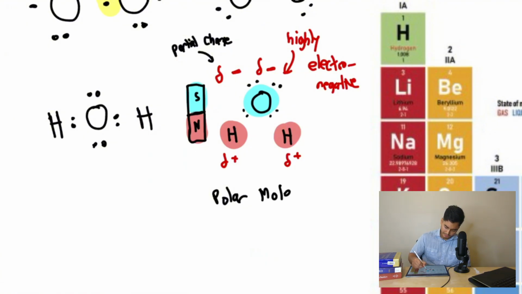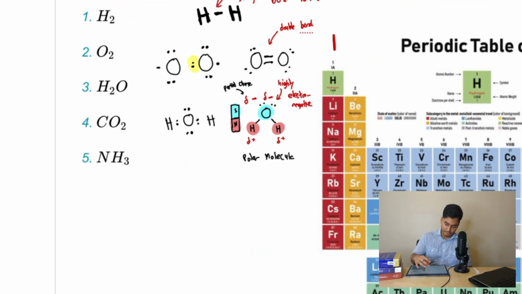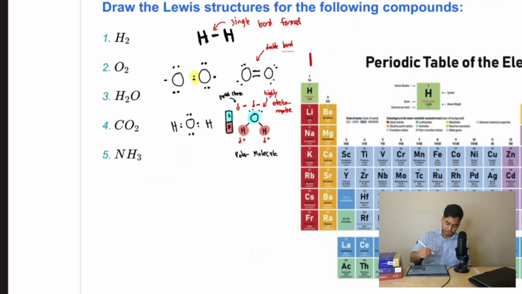Okay, so polarity happens when we have a highly electronegative atom that is drawing electrons more than another atom. The last thing we have to do is just erase our lone pairs, create a single bond just like that. Okay, and that is going to be our Lewis structure for water. Okay, I know this can be a little bit complicated, but water is super important for you to understand. Okay, and we're going to see this over and over again.